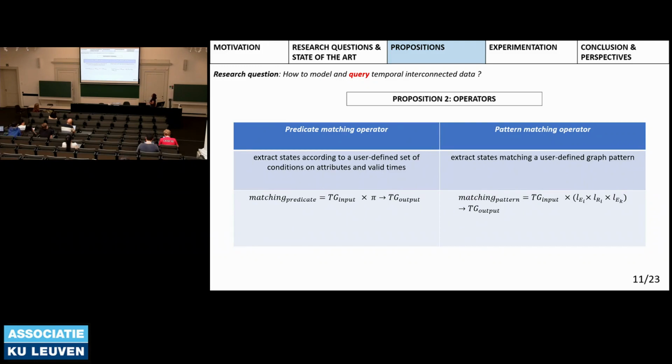So our second proposition consists in user-oriented operators to query temporal interconnected data. So these operators manipulate the concepts of our temporal property graph model. On the one hand, we propose the predicate matching operator. It allows for extracting states of entities and relationships from our temporal property graph by applying conditions on attributes and valid times. And we also propose the pattern matching operator. It allows for extracting states of entities and relationships of our temporal property graph that match a user-defined graph pattern.